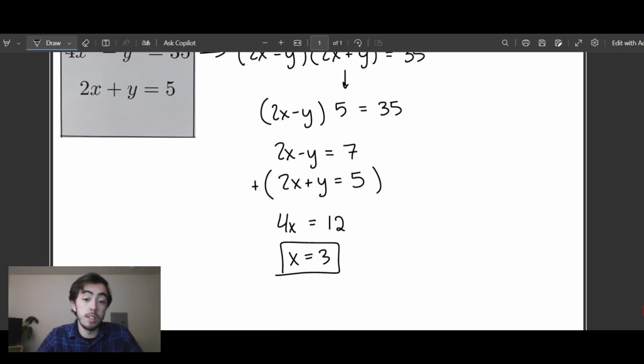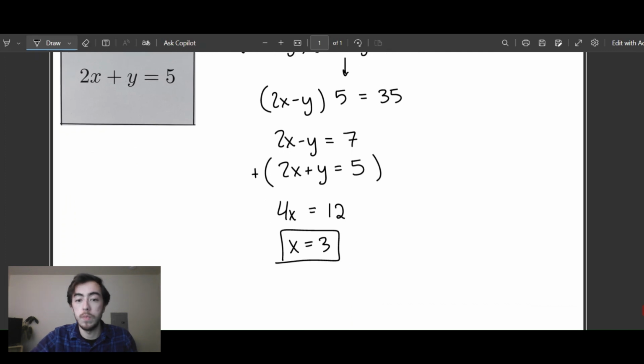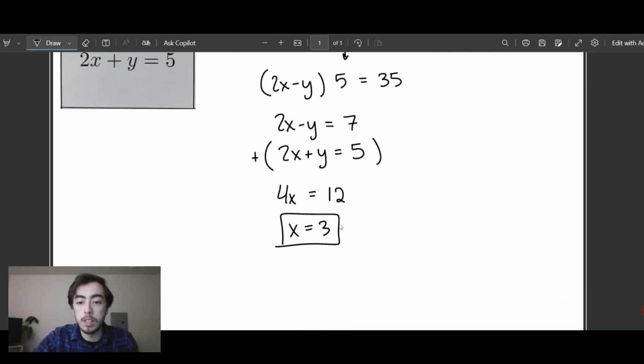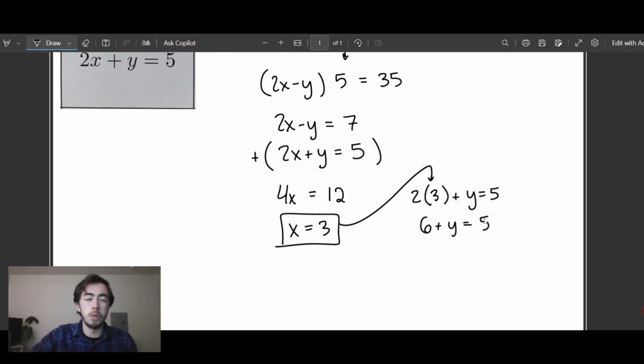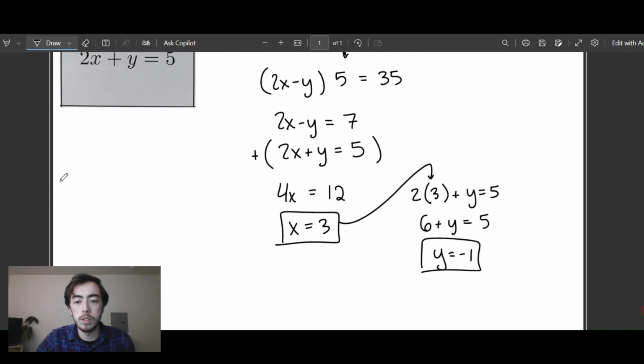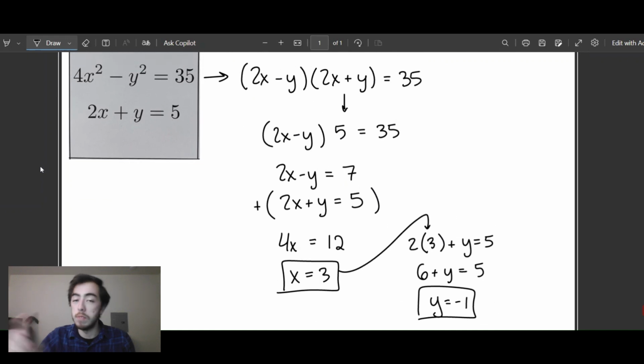Just for kicks, let's figure out what y is going to be. You could plug this 3 back into any of the equations we were using. I think 2 times x plus y is going to be the easiest. And I see 6 plus y is 5. Knowing fact families, well, 6 minus 1 is 5. So this shows me that y has to be negative 1. And it looks like that's my one and only solution. So x is 3. That's today's date.